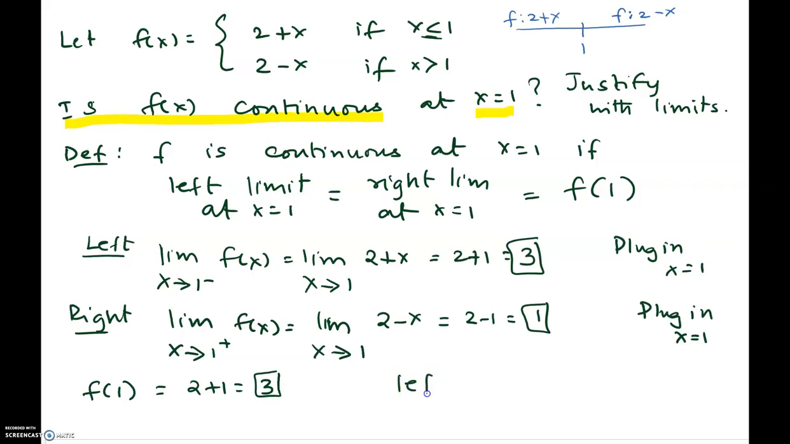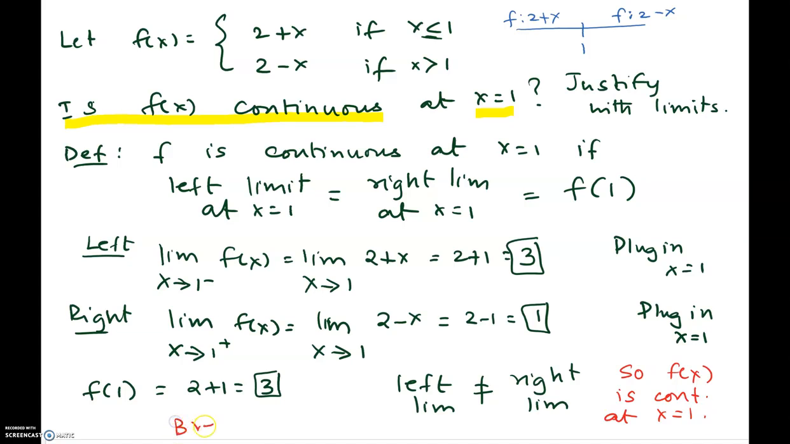So the left limit is not equal to the right limit, and so the function is not continuous. So f of x is not continuous at x equal to 1. The graph will have a break at x equal to 1. All right.